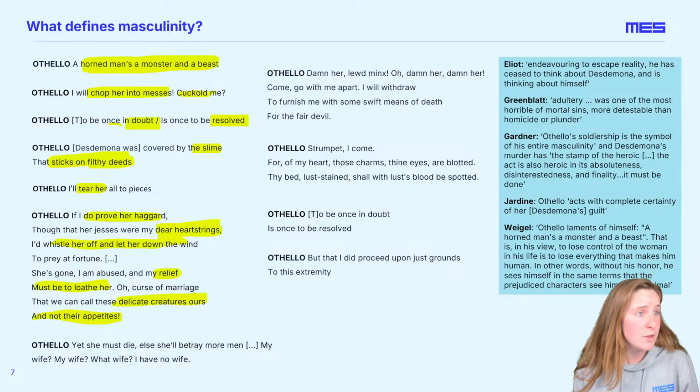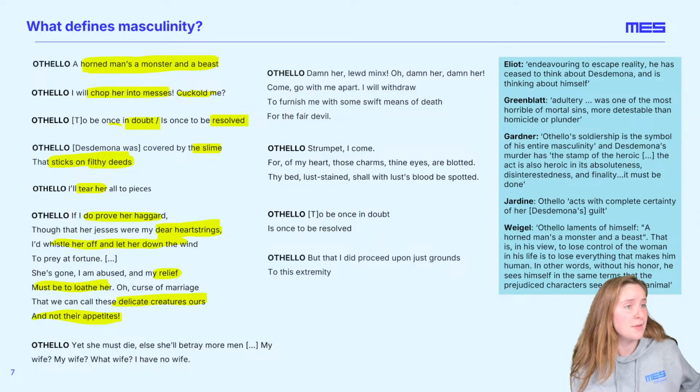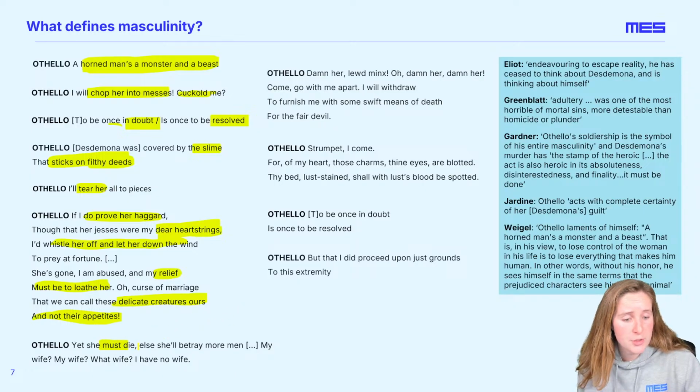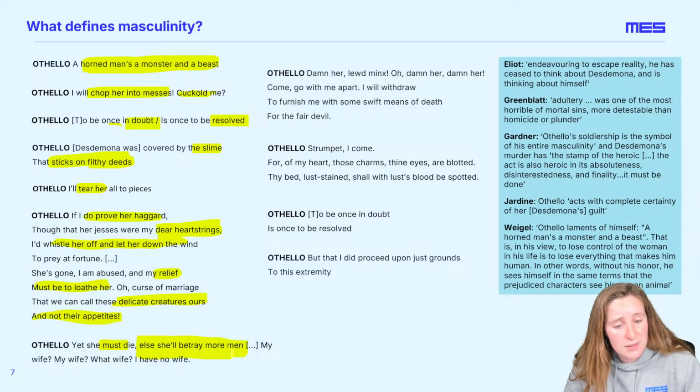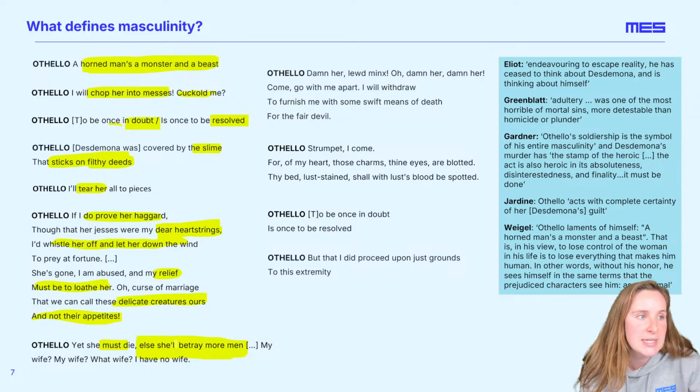Yes, 100% with masculinity, because it is performed, right? If masculinity is a social construct, then it must be performed. Same Othello, yet she must die, or else she'll betray more men. My wife, what wife? I have no wife. This is from Act 5, Scene 2. And this idea of forceful language, right? And the consequences if he does not kill her. Not that he'll forgive her, not that they can start again, not that he'll never get over it, but that he is doing this in order to save other men from destruction as well. So he sees her influence as destructive towards men.